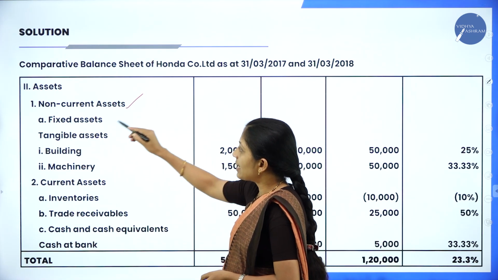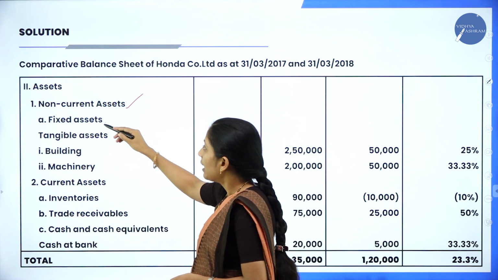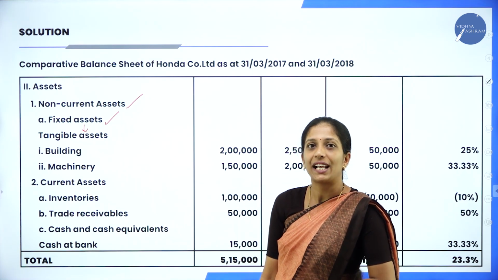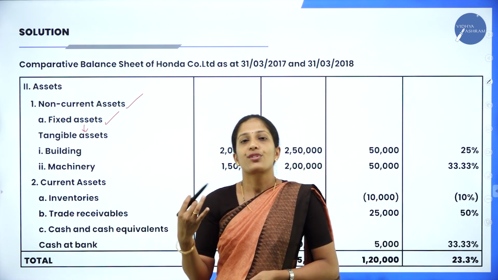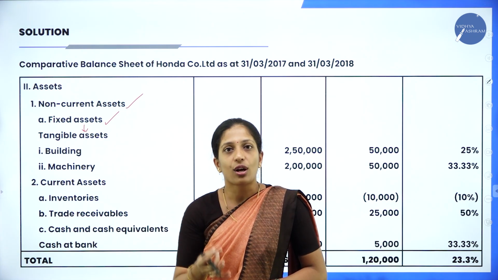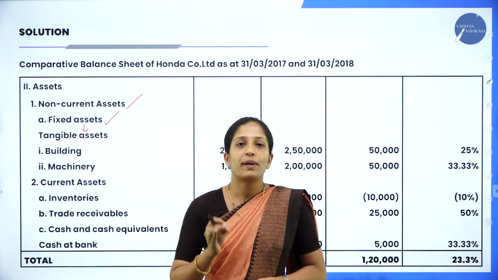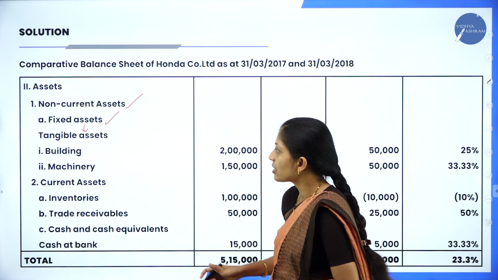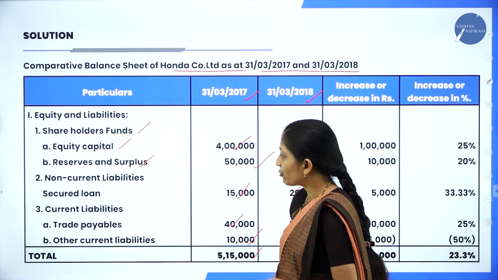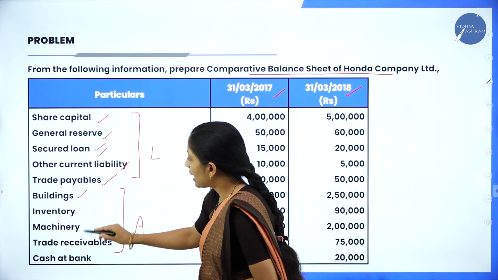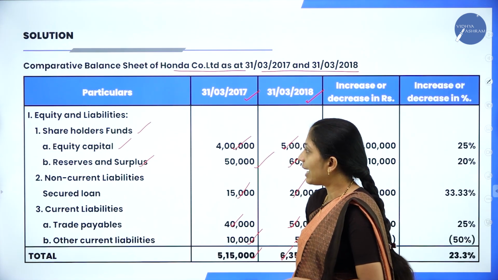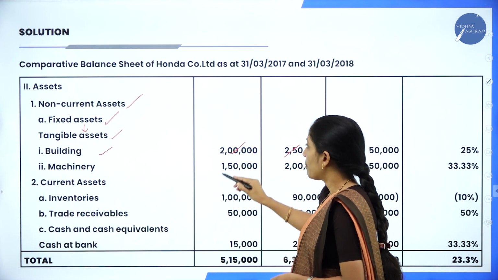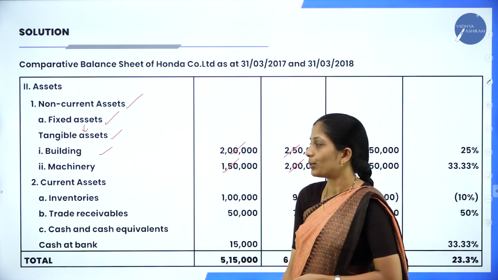So, under non-current assets we have fixed assets. Under fixed assets, we have tangible assets. So, you can show tangible and intangible. Tangible: building, furniture, machinery, these are all tangible assets. Intangible: goodwill, patents, trademarks, all these are intangible assets. So, under tangible assets we have 2, that is building and machinery. So, you will write that: building 2 lakh and 2 lakh 50,000, machinery 1 lakh 50,000 and 2 lakh.